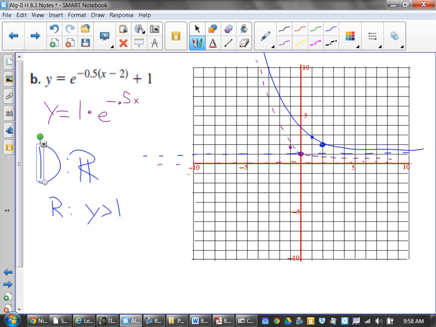Is it all real and negative? Yes. These will have domains that are not bounded, because there's no vertical asymptotes. We'll have vertical asymptotes when we get the logarithms in. But for these problems, the domain is always all real.